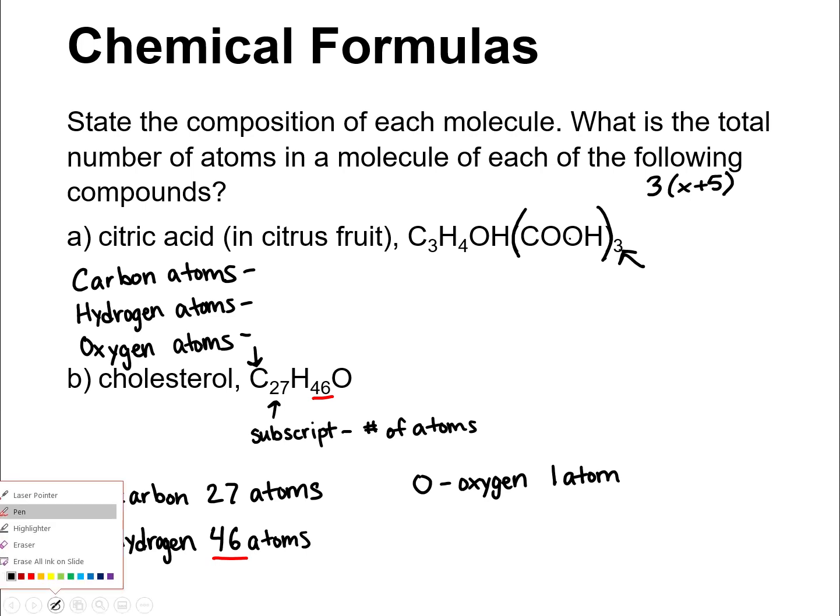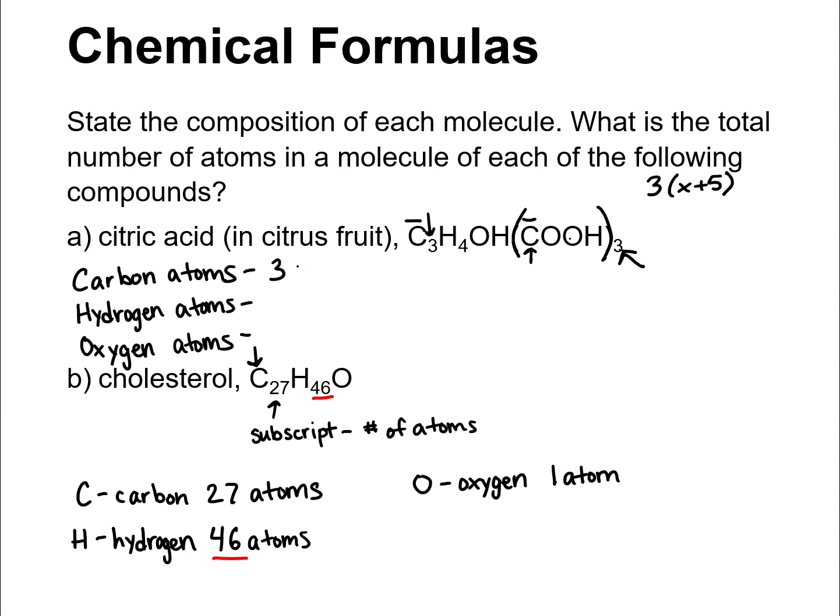Let's start with the carbons. Everywhere you see the letter C, you need to count it. There's a C with a 3 subscript, so that means we've got 3 carbons. But that's not the only one. There's also a C in parentheses. So that means you take the 3 and multiply it by how many carbons you have in here. So we've got 6 carbon atoms.